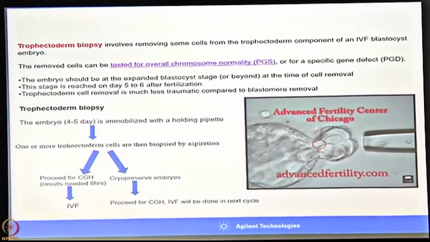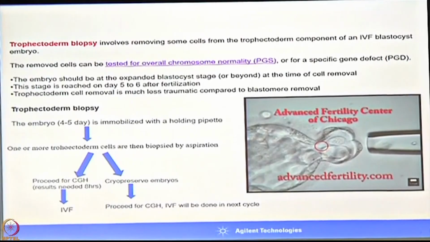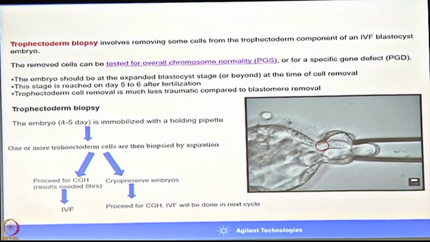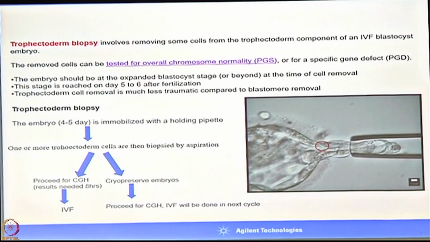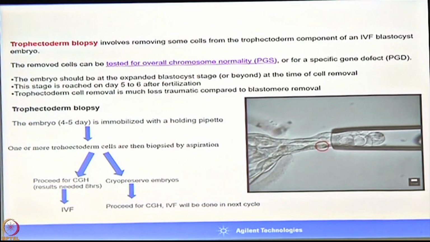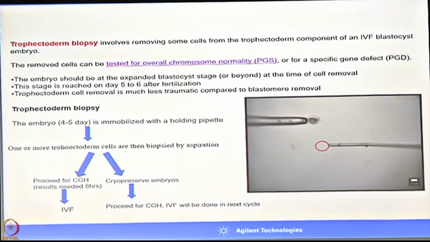So how do they do it? This test is basically done by the biopsy of the embryo. So this is the embryo, and this is the blastocyst, and they take one cell of the embryo, only one cell of the embryo. So this is the one cell they collected.